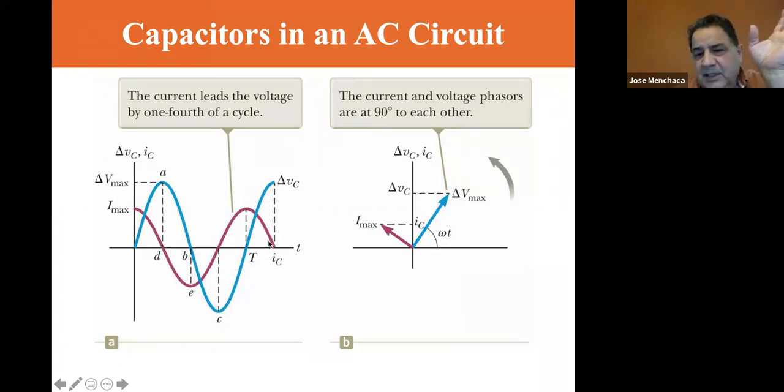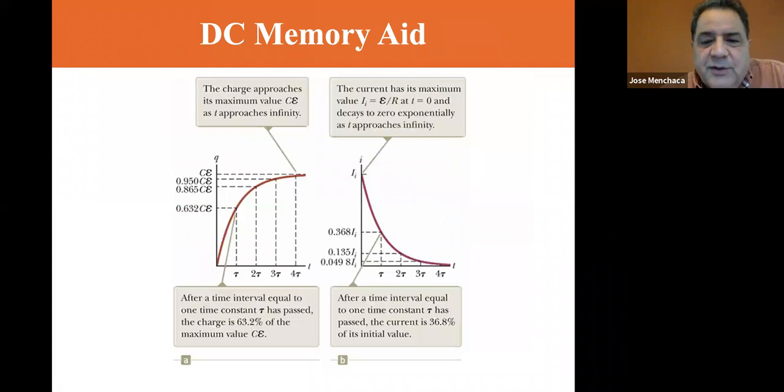But this is an AC case, so it keeps going back and forth. So the current and the voltage phases are out 90 degrees to each other.